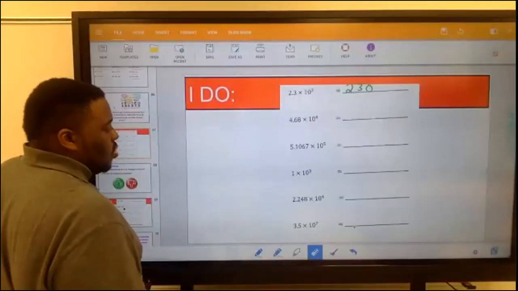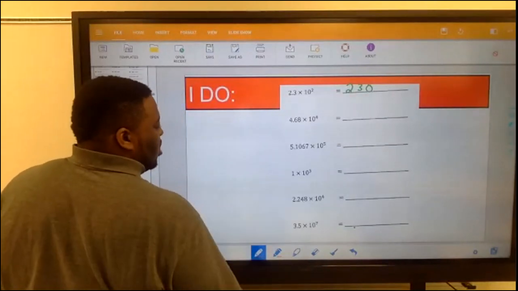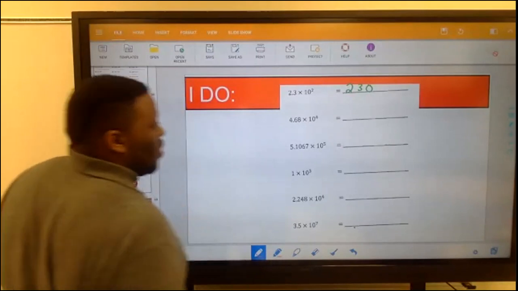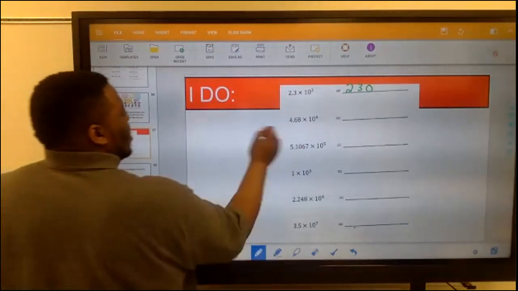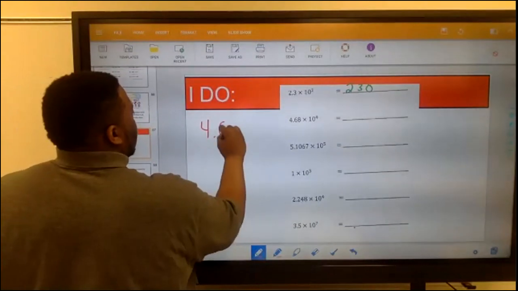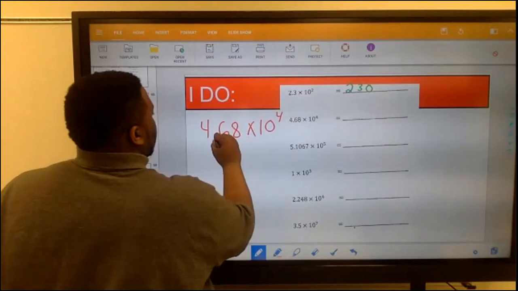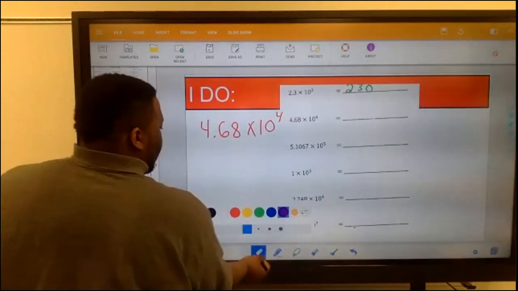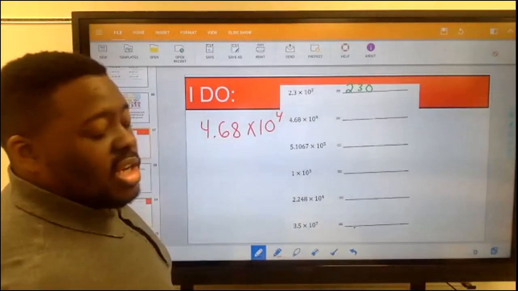That's on the I do. All right. So I really shouldn't be going over what I do because you should already have looked at it, but I'm going to go over one more problem. Okay. The second one says 4.68 times 10 to the 4th. Okay. This is a positive exponent. I know I'm going what direction? To the right. To the right.